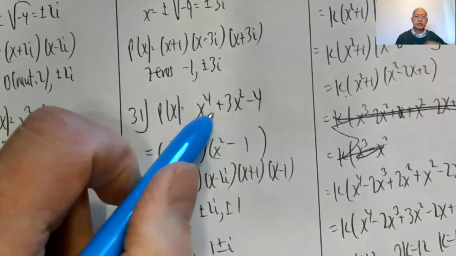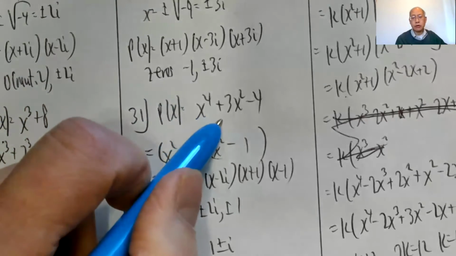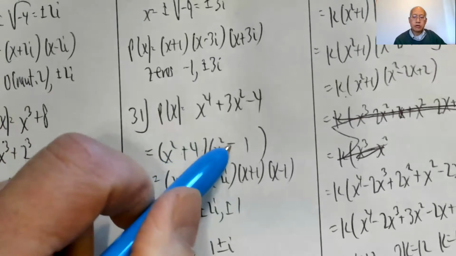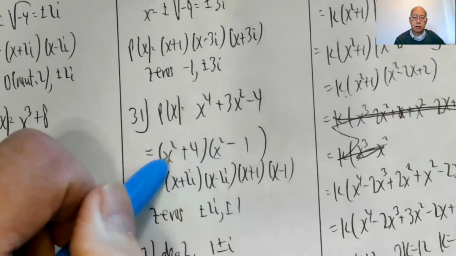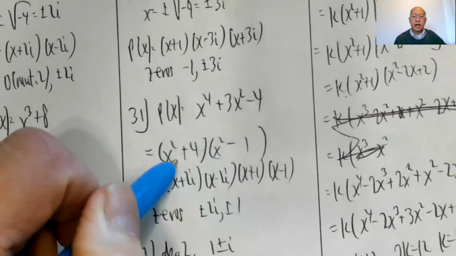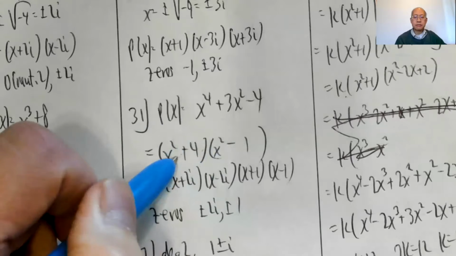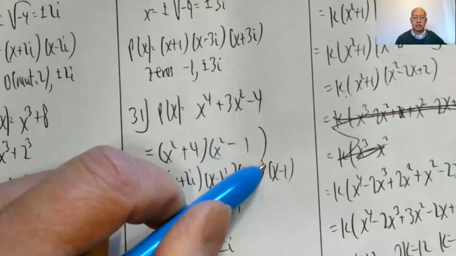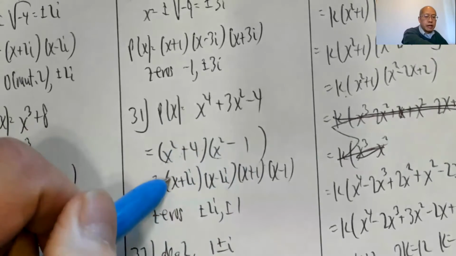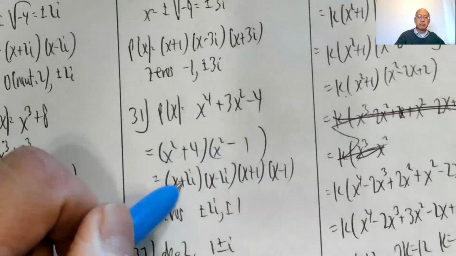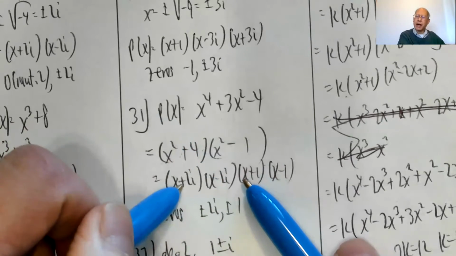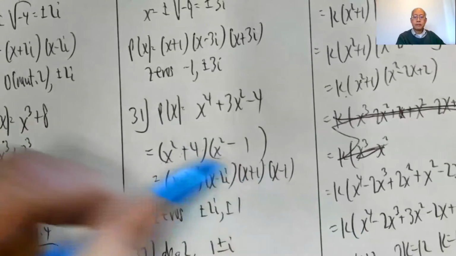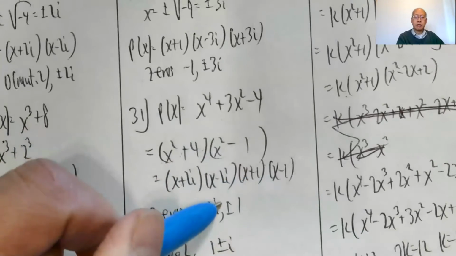Okay, x to the fourth plus 3x squared minus 4. I can think of this as a quadratic in x squared. Factors into x squared plus 4, x squared minus 1. That's easy to check if you multiply this back out. And we know the way this goes. This is going to be x plus 2i, x minus 2i, x plus 1, x minus 1. Right? And by the way, if you multiply this back out, that's x squared minus 4i squared, minus 4i squared is plus 4. Okay, so this is the factored form. And the zeros are plus or minus 2i and plus or minus 1.